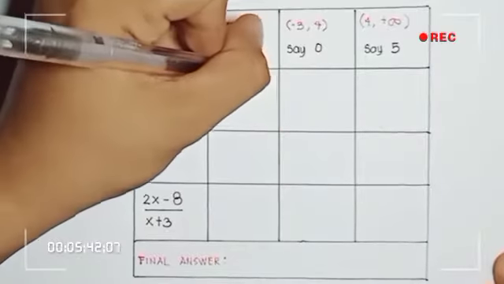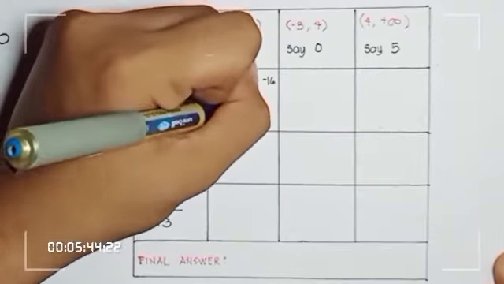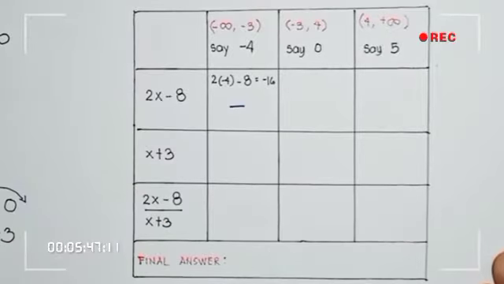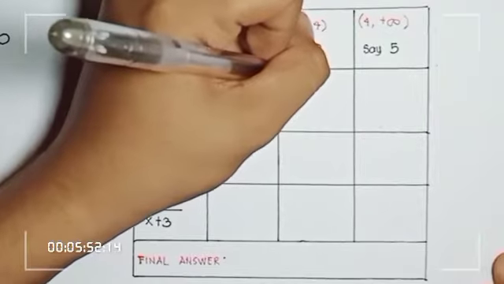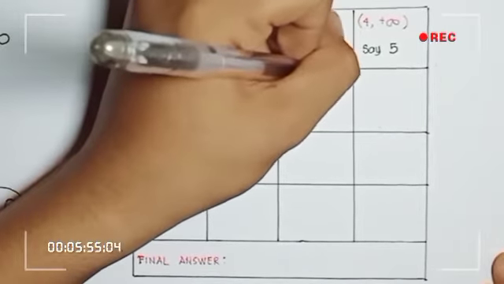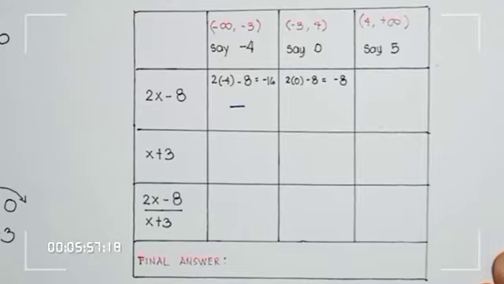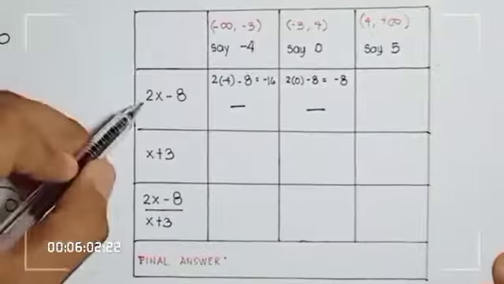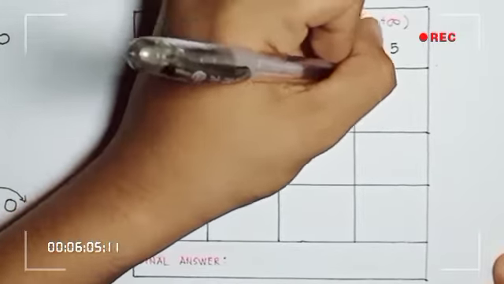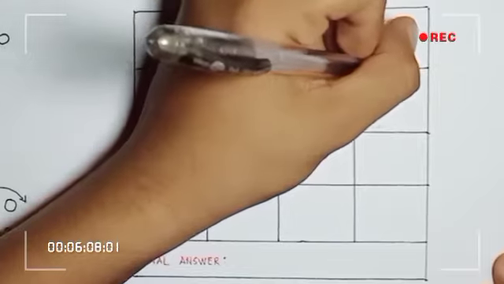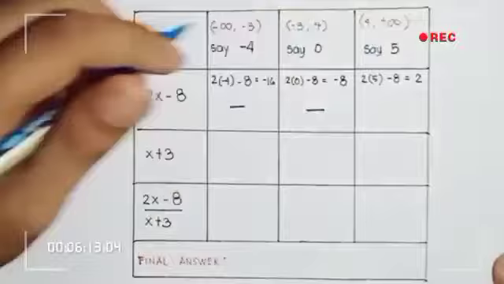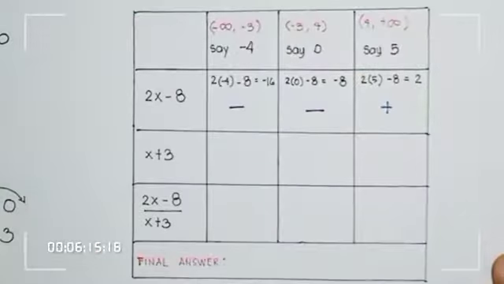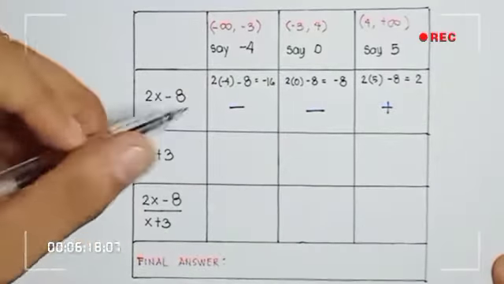So we substitute negative 4 to 2x − 8. 2 times negative 4 is negative 8. Negative 8 minus 8 is negative 16. That's why we put negative in that box. Say 0. So again, we substitute 0 to 2x − 8. Again, it resulted to a negative answer. That's why again we put negative in that box. For the third column, we substituted 5 and then it resulted to positive 2. Therefore, we put positive.